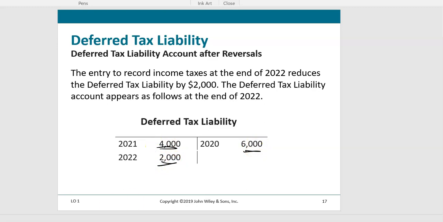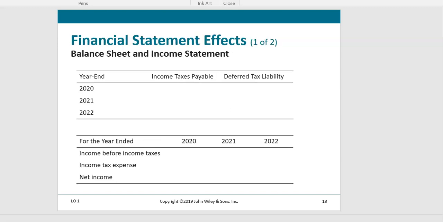And at the end of the 3 years, as expected, the balance in the deferred tax liability account is going to be zero. What would the balance sheet and the income statement look like over this period? We know that the income taxes payable, this is the amount owed to the IRS.